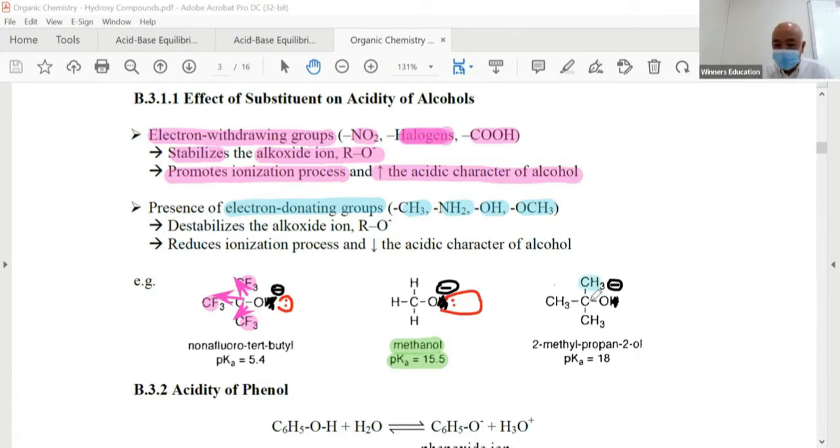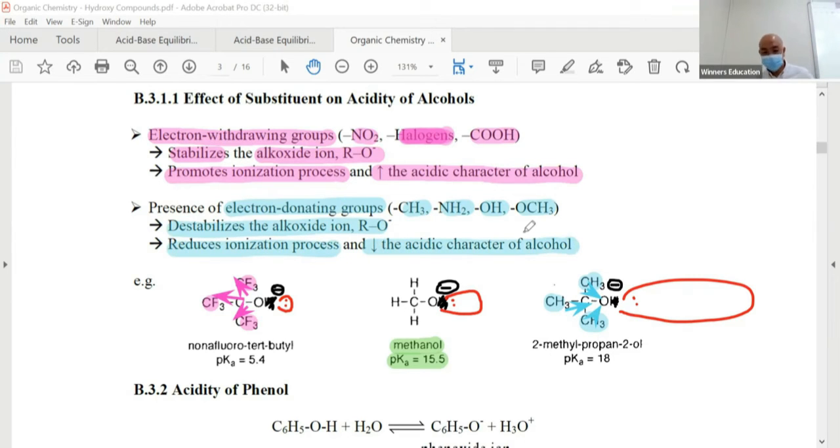Here we go. CH3 is electron donating. Okay? So what happened to the lone pair? Super big. Okay? Easy? Like that, Joshua get it one. Okay. All right. So once again, a lot of lone pair, very intensified negative charge. So you want to reduce the intensity, right? The negative. So you take back H plus to kind of balance out, right? So you then reverse to the left, right? To the molecule. So it destabilizes once again the alkoxide ion and reduces the ionization process. Okay, H plus don't want to come out that much anymore. So reduce the acidic character.